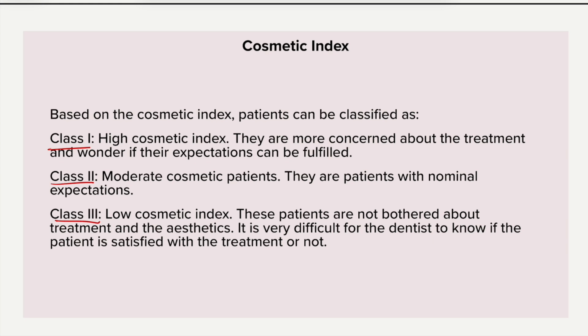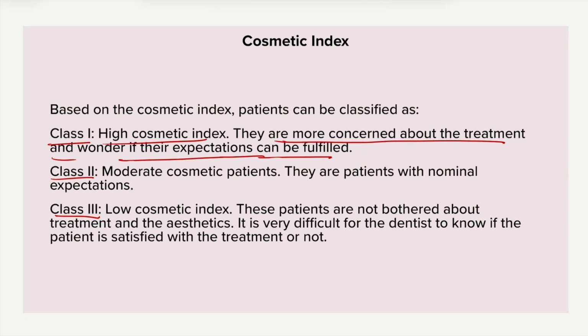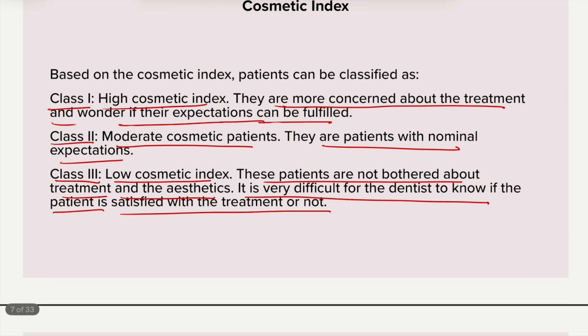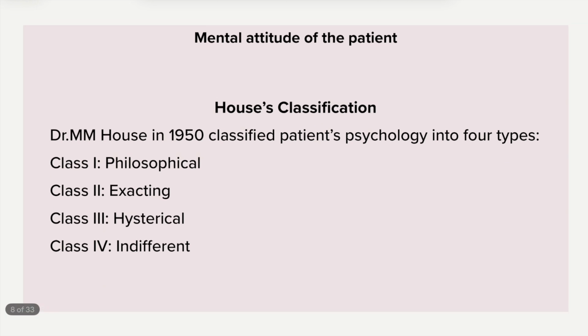Class 1 patients are more concerned about the treatment and wonder if their expectations can be fulfilled. Class 2 patients are moderately concerned about the aesthetics. They are patients with nominal expectations. Then comes the low cosmetic index patients. These patients are not bothered about the treatment and the aesthetics. It is very difficult for the dentist to know if the patient is satisfied with the treatment or not. Okay. Then after the cosmetic index comes the mental attitude of the patient.